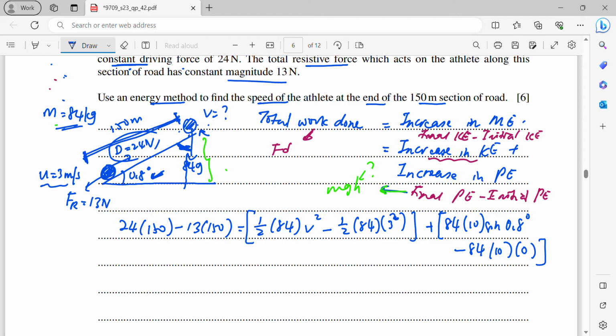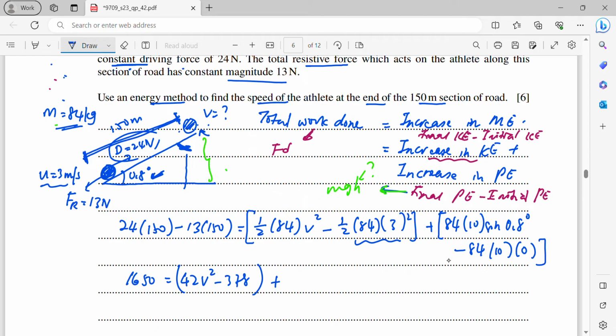Okay, so now I just need to simplify all this and I will get the answer. Basically I don't need this 84. Sorry, for the left-hand side, when you calculate this, you will get 1650. Then the first one, half times 84v squared, will be 42v squared. And the second term, when you calculate, will be minus 378. I get it for the increase in PE, plus, right, I remain the rest.